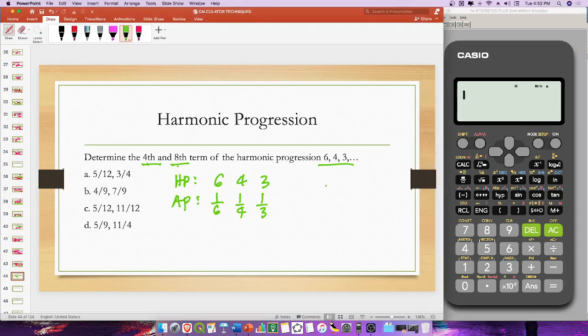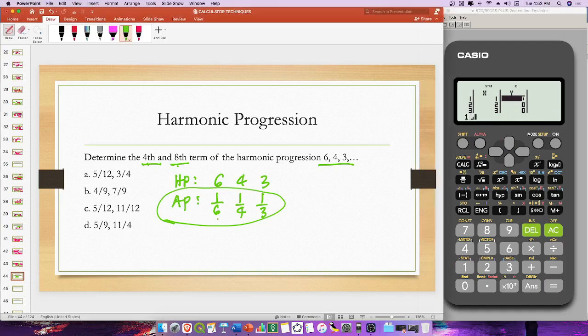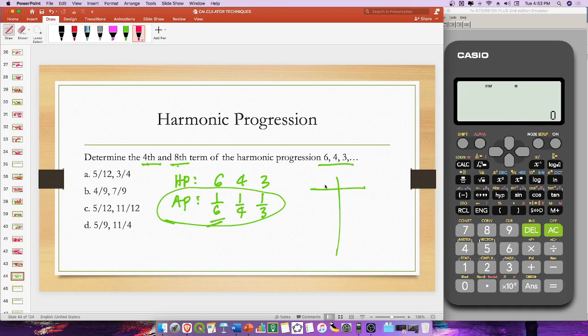In your calculator, since we will be using the arithmetic progression, we have to go to mode stat and then select linear regression and input the numbers. First term, second term. You may input the third term if you want, but the minimum is just 2 numbers. The first term is 1 over 6. Take note, we are inputting the terms in arithmetic progression. The second term is 1 over 4, and the third term is 1 over 3. I will create a table here, X and Y.